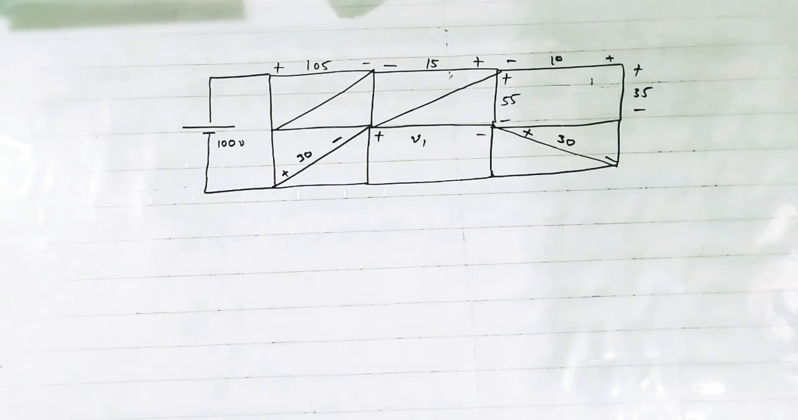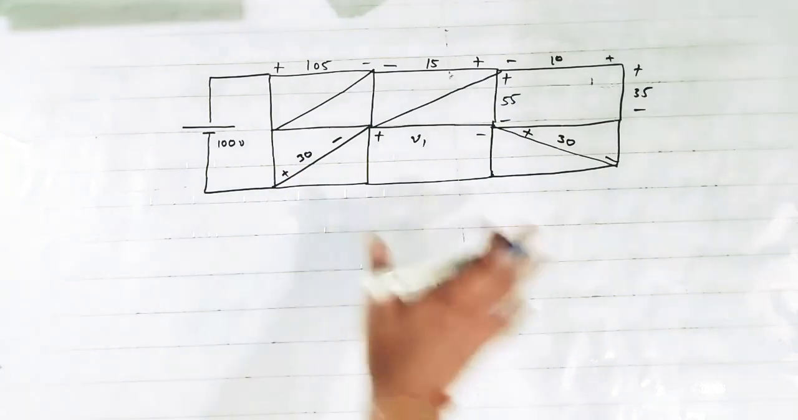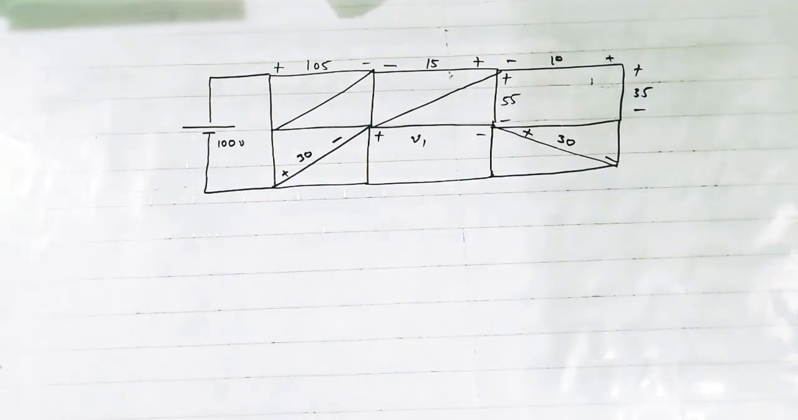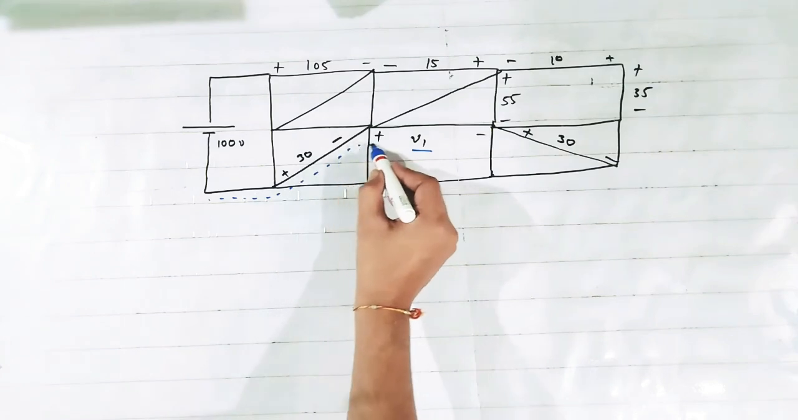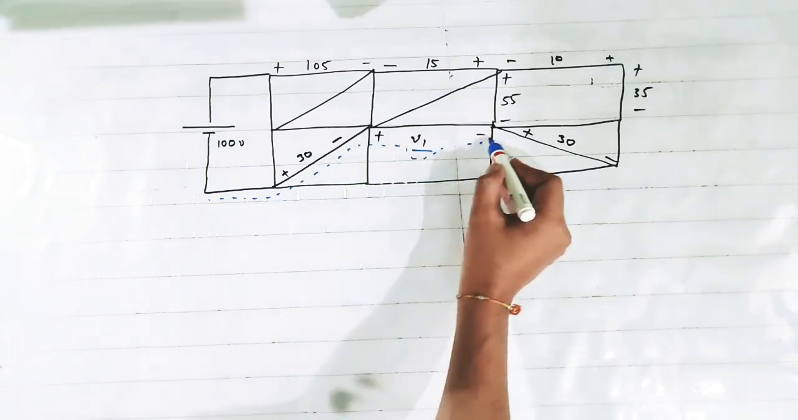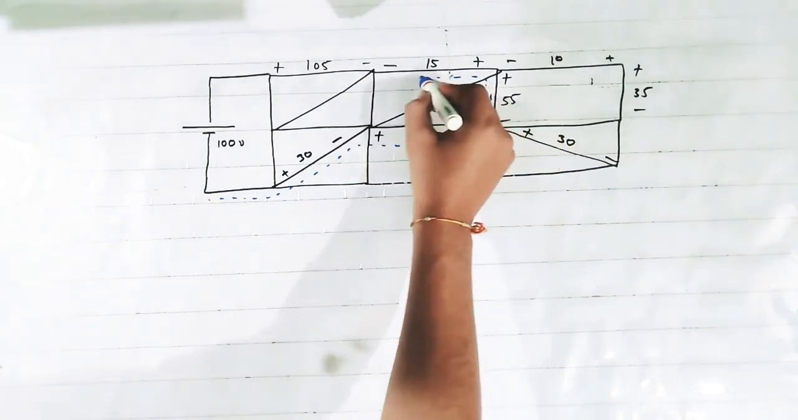Now see this question based on Kirchhoff's voltage law. In this complex circuit, we have to find the voltage V1. Okay, so this is voltage V1. To solve this circuit, we have to choose a path where the maximum number of voltages are known. So we traverse through this path.